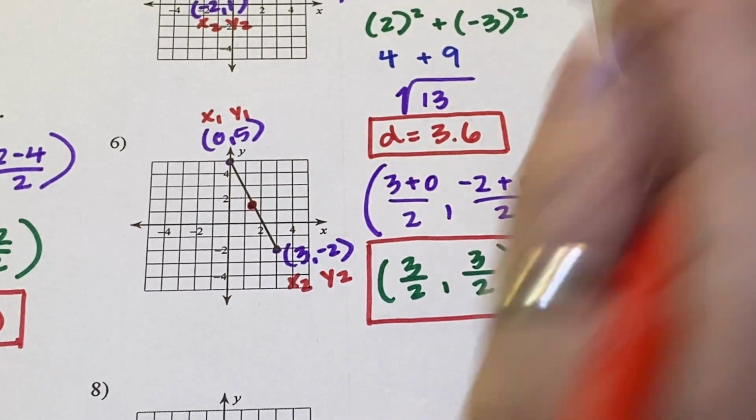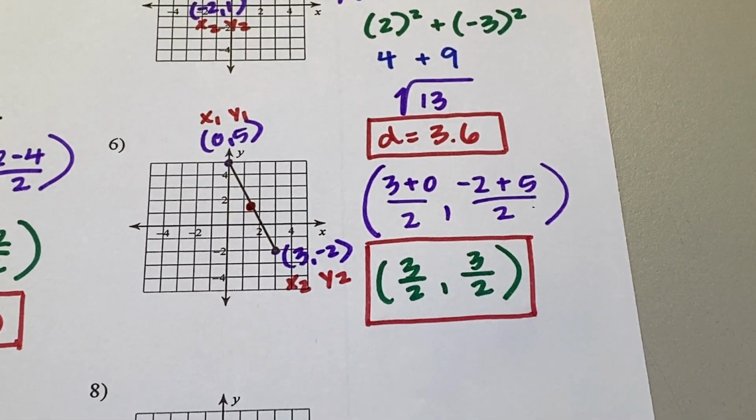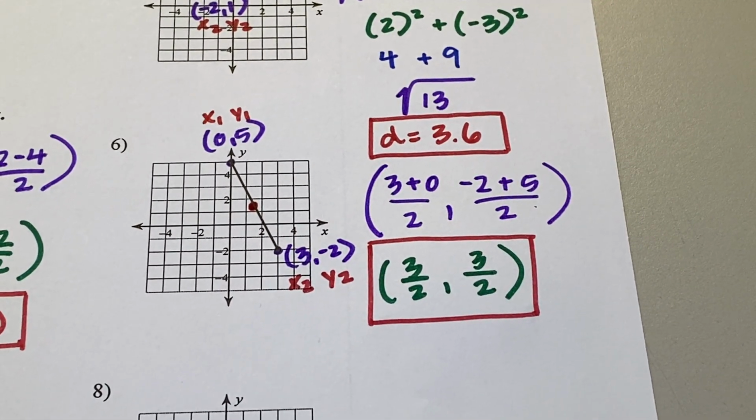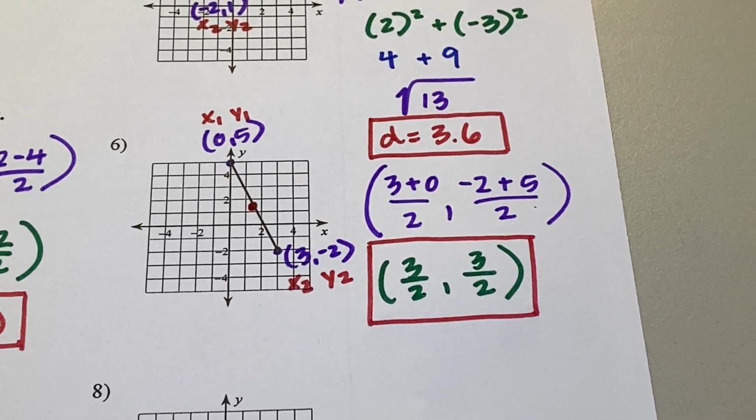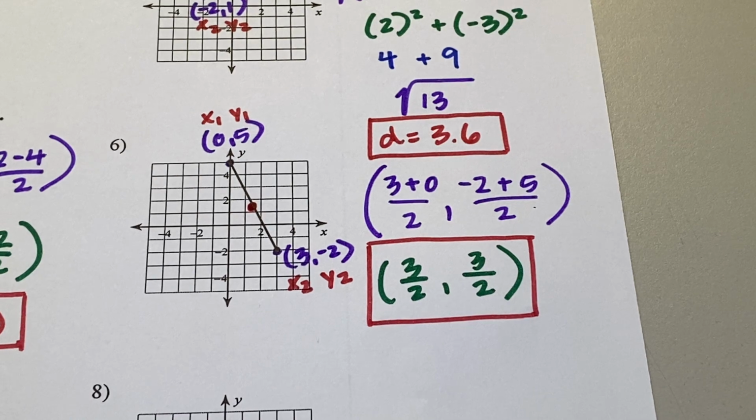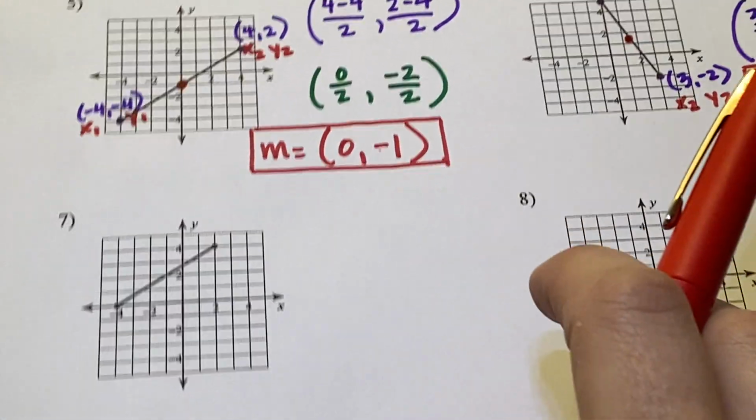Somewhere right about there is their midpoint. And that's okay. Sometimes you'll get decimals, sometimes you'll get them as fractions, right? They're not always pretty answers. The process is still the same. Okay, we want to do one more midpoint formula? Let's do it. Okay, let's go to number 7.